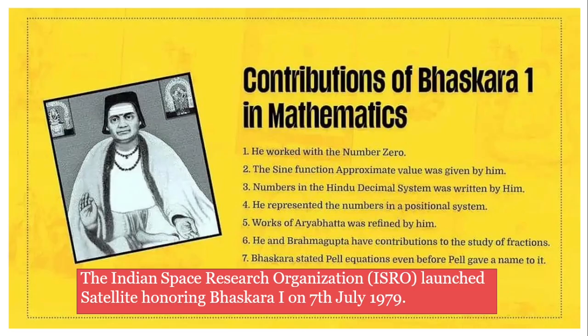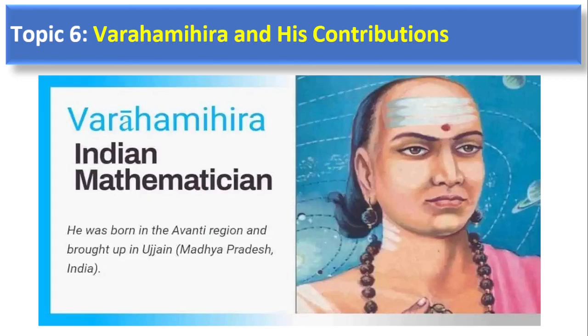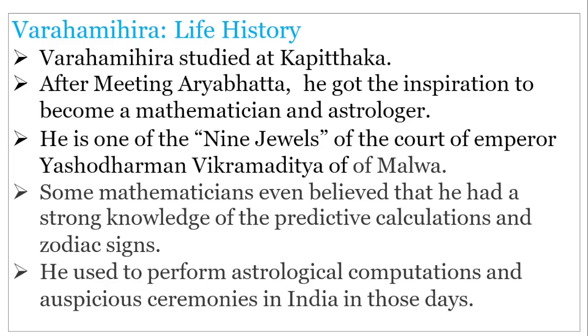And ISRO, that is the Indian Space Research Organization, launched the satellite which was named after Bhaskaracharya on 7th of July 1979. Next comes Varaha Mihir in chronological order. Varaha Mihir was a mathematician who was born and brought up in Ujjain, which is now in Madhya Pradesh.